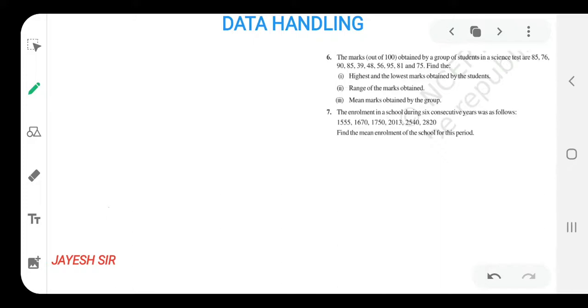If you are capable of solving on your own, pause the video and try to solve it. Sixth sum, or the second sum for the day. The marks out of 100 obtained by a group of students in a science test are 85 and so on. Find the highest and lowest marks. We are directly solving it. Find the highest and lowest marks obtained by the students.